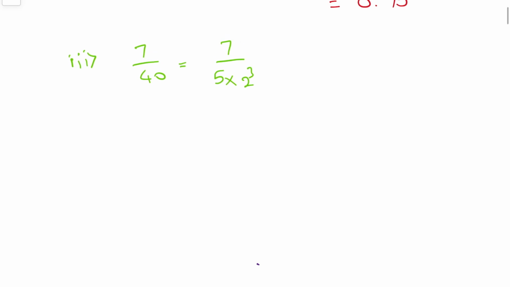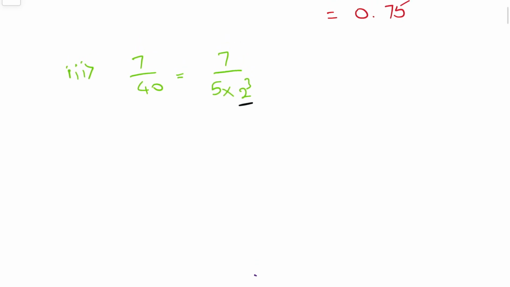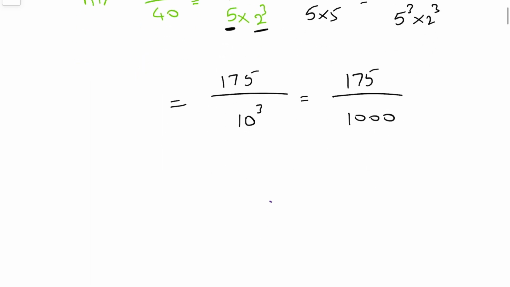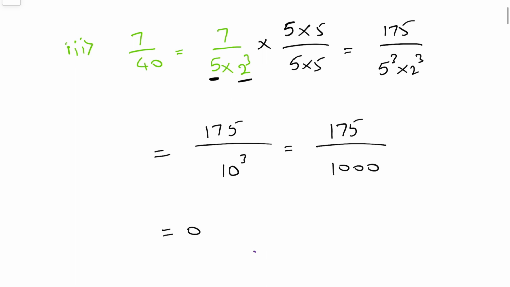Now if you observe the denominator, 2 is there three times. So if 2 is there three times, definitely 5 also should be three times, but here 5 is only one time. So still we require 2 more. So that's why multiply with 5 into 5 by 5 into 5. That is equal to 5 fives are 25, 25 fives are 175, by, here 5 is three times, 2 is three times, right? So that can be written as 5 cube into 2 cube. So that is equal to 175 by 5 cube into 2 cube. 5 twos are 10 power 3. 175 by 10 cube, 1000. 175 by 1000, that is 0.175.